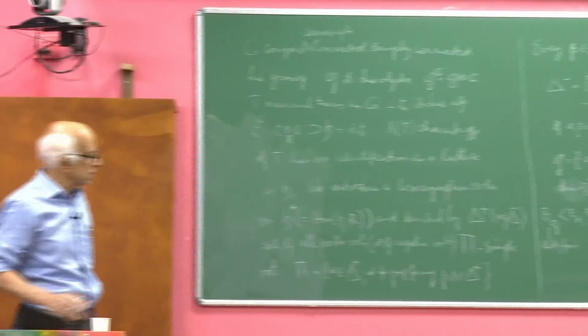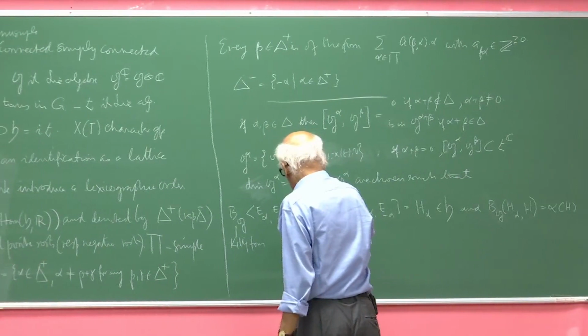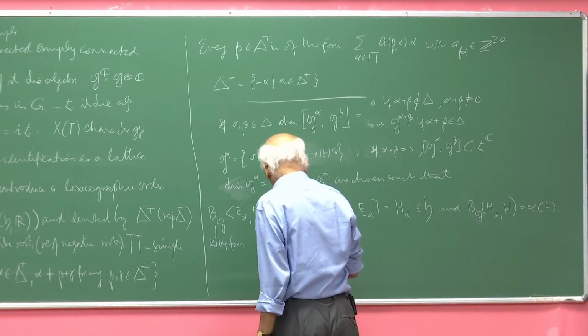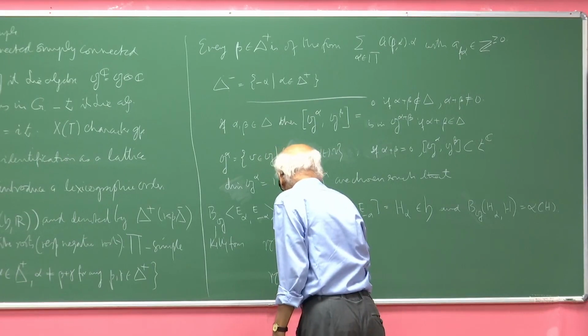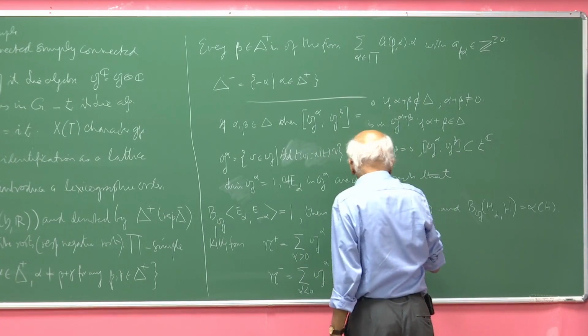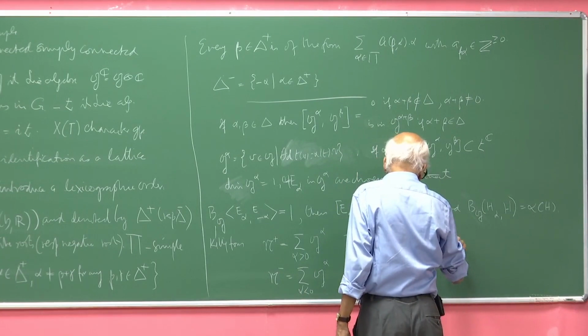One consequence: let me write n plus to be the sum of g_alpha over alpha in Delta, alpha greater than 0, and n minus to be the direct sum over alpha less than 0. Then evidently G_C is n minus direct sum H direct sum n plus as a vector space.